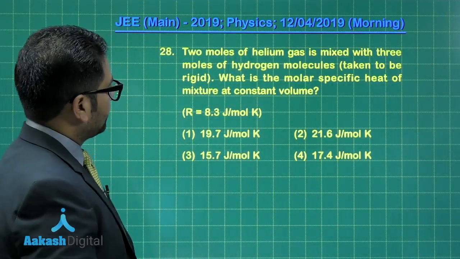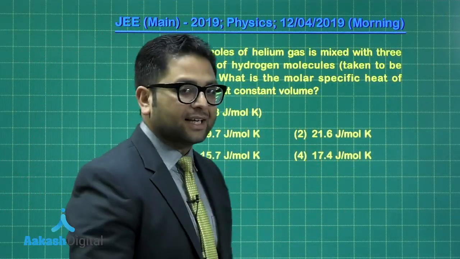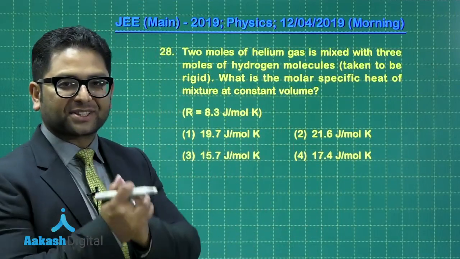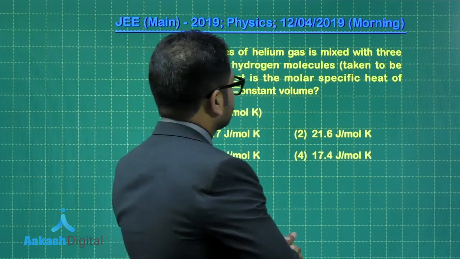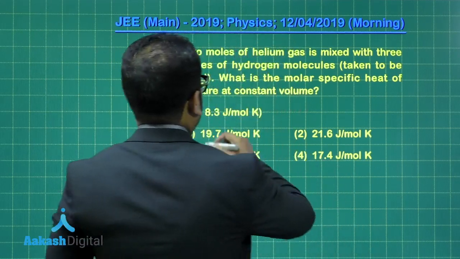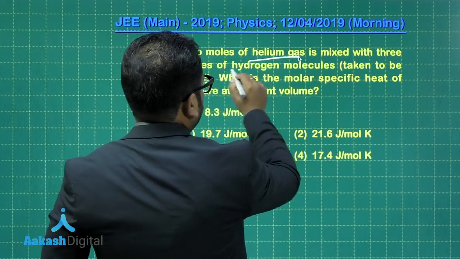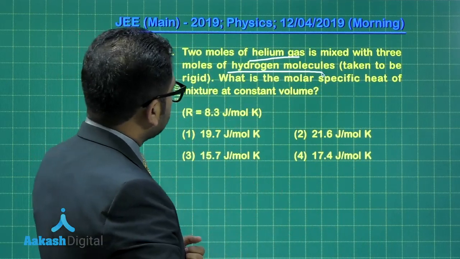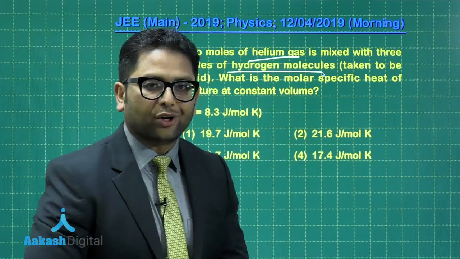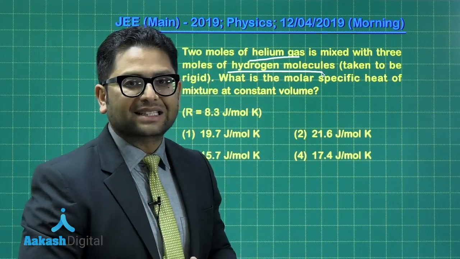Question number 28. You see again from kinetic theory of gas, post-gravitation. You need to take care of that. 2 moles of helium gas is mixed with 3 moles of hydrogen. So one is monoatomic, other is diatomic. We need to calculate the molar specific heat of mixture at constant volume, what we commonly call as CV equivalent.